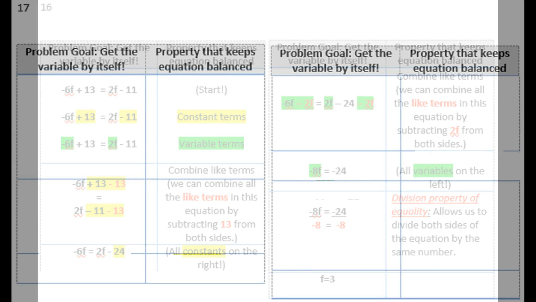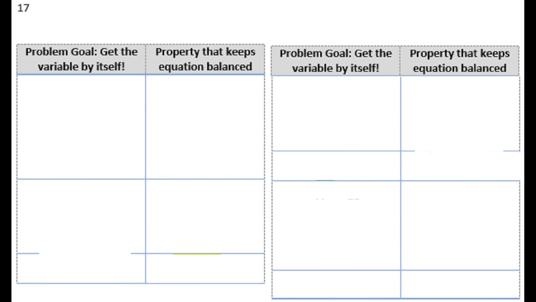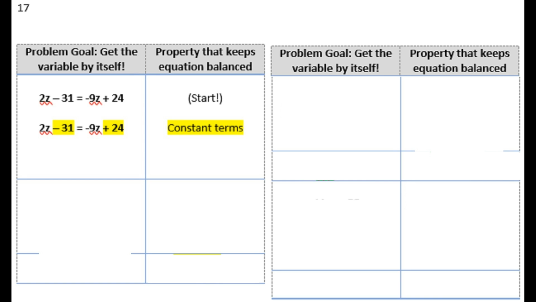All right, moving on to number 17. So we have 2z minus 31 equals negative 9z plus 24. So again, we identify our constants, which are negative 31 and positive 24. And the other thing we do is identify our variable terms, which are 2z and negative 9z. And those are our variables.